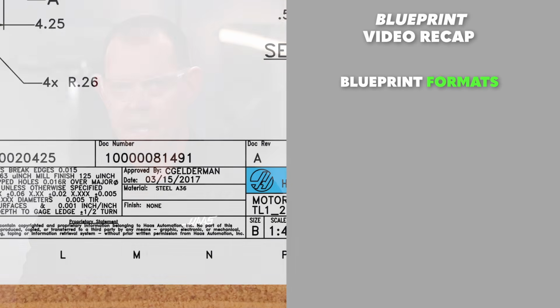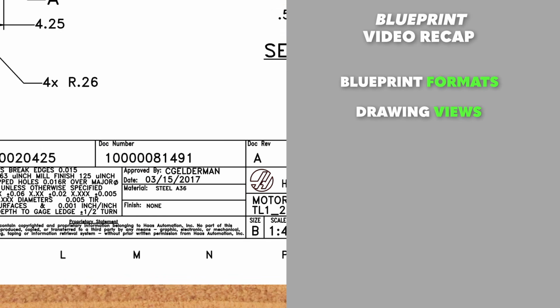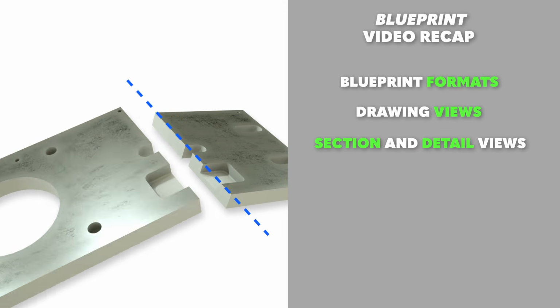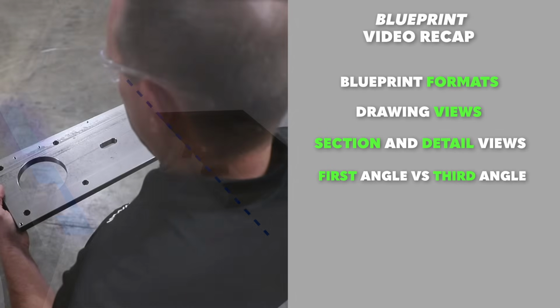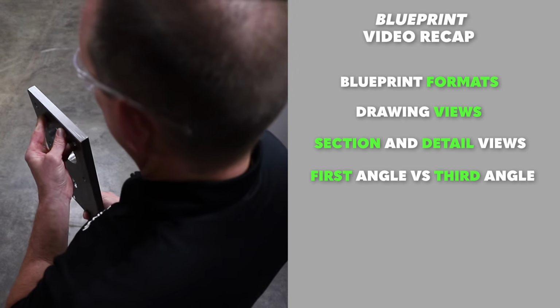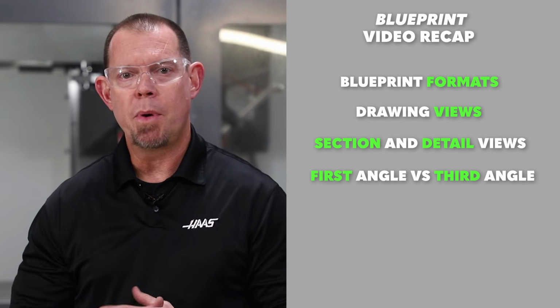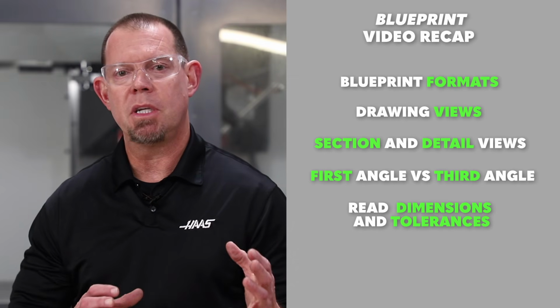So let's do a quick summary. In this video, we covered blueprint formats, drawing views, including section and detail views, the difference between first angle and third angle projection, and we covered how to read and interpret both dimensions and tolerances. So that's a 10,000 foot view of blueprint reading, plus or minus 1,000 feet.